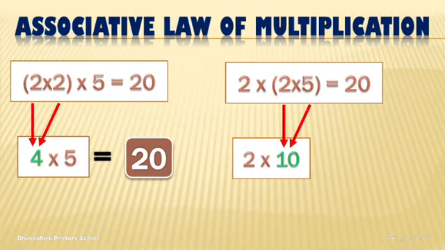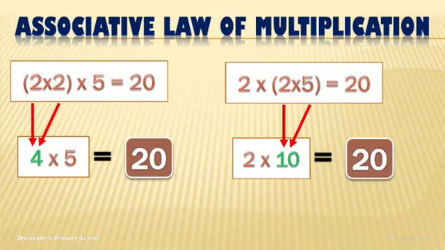Now we can do the problem on the right side of the board. If the associative law of multiplication is true, we should get the same answer. So we multiply 2 times 5. The answer is 10. Now all that is left is 10 multiplied by 2. What is 10 times 2? 10 times 2 is equal to 20. Good job, students. We can see both problems give us the same product.